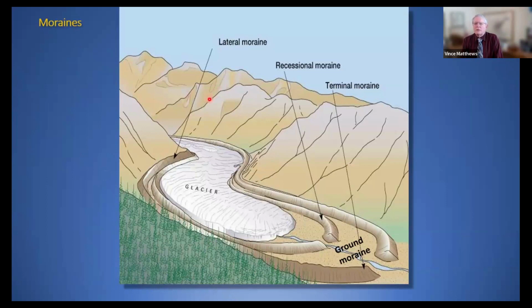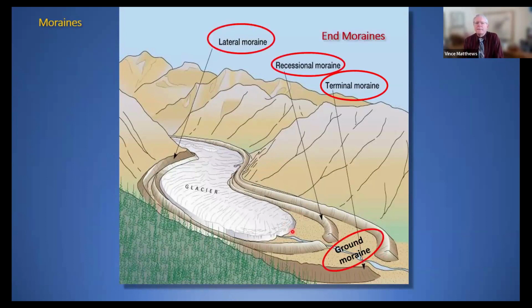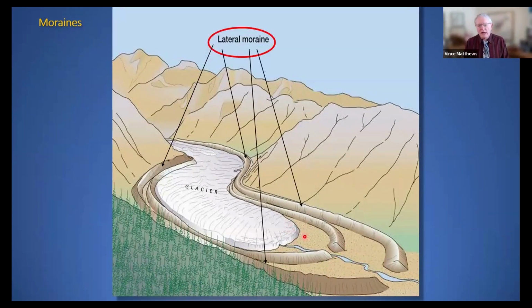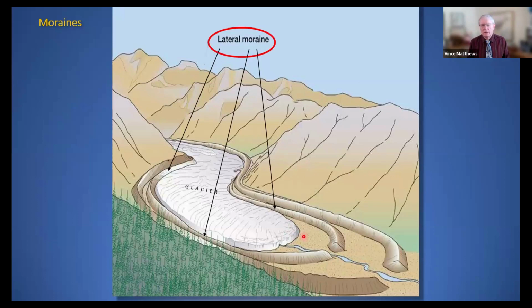Lateral moraines are ones that are on the side. We've got recessional moraines behind the terminal moraine, and we've got ground moraine, sometimes in between, sometimes not. So we have this outer set of lateral moraines, and we have an inner set of lateral and end moraines.